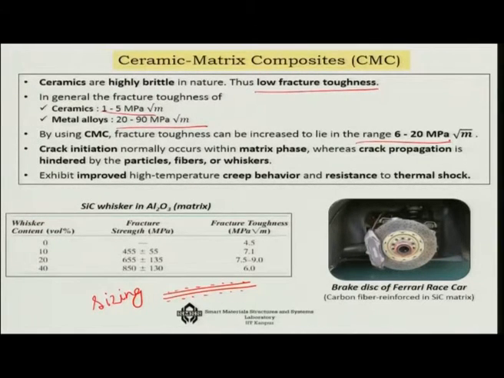Now, the crack initiation normally occurs here within the matrix space, whereas crack propagation is generally hindered by the particles, fibers or whiskers, whatever you have inside in the matrix, that will actually stop the growth of the crack, and it exhibits improved high temperature creep behavior and resistance to thermal shock. So these are some of the very good characteristics of ceramic matrix composites.